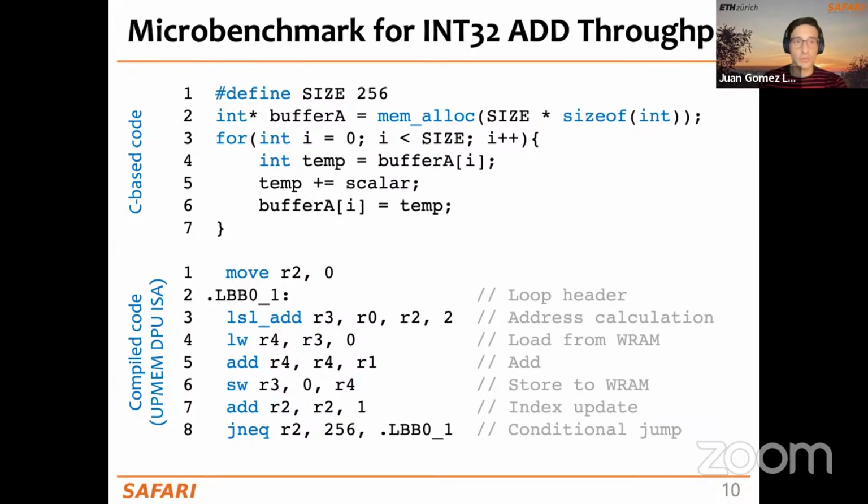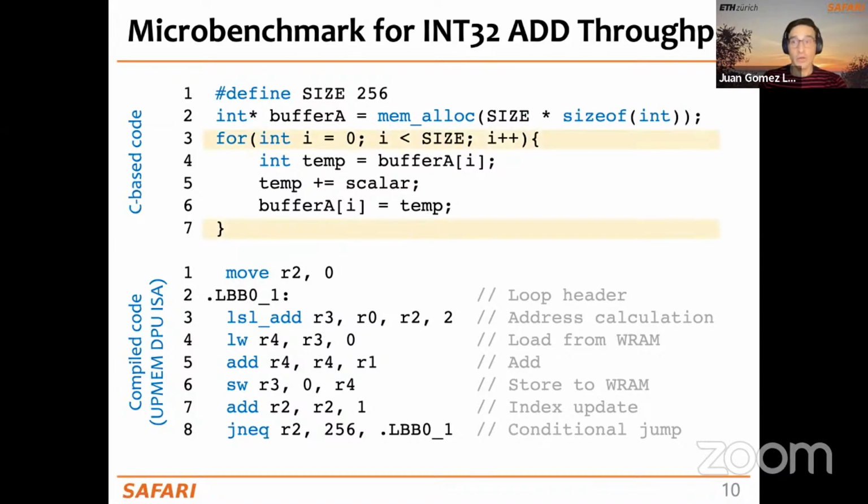In the bottom part of the slide, what we see is the compiled code in the DPU ISA. As I said, the code is very simple. The only thing that we are doing here is going over one array of a certain size. We go over all elements of the array, read these elements, perform some operation, in this case an addition, and then we store the result back in the same position. This array, called buffer A in this slide, is allocated in WRAM, and the way of allocating memory space in WRAM is by using this mem_alloc, as you see.